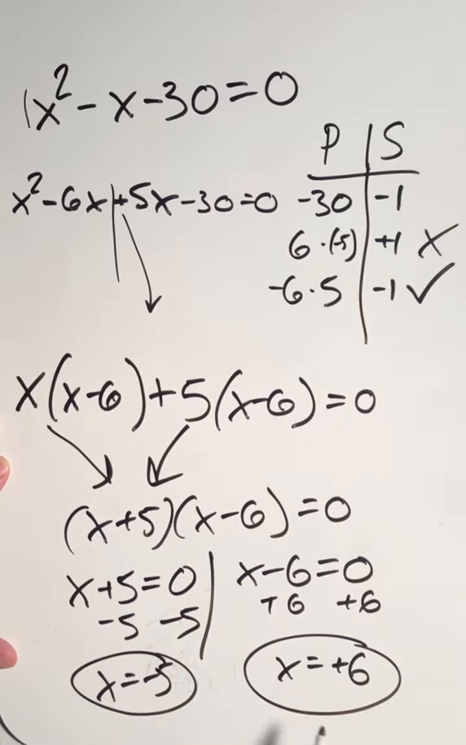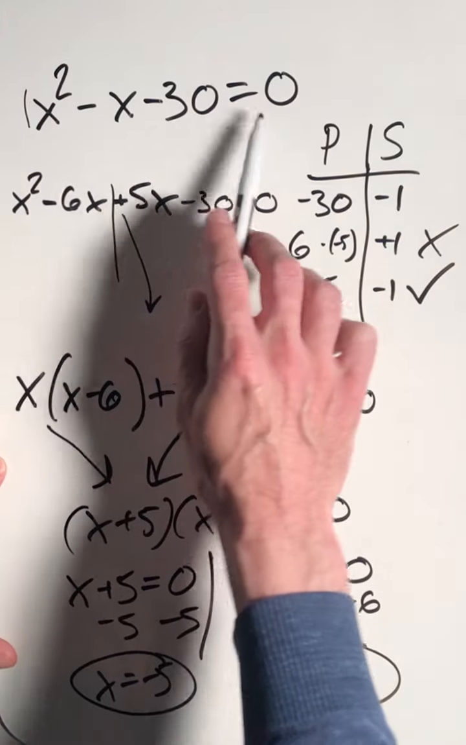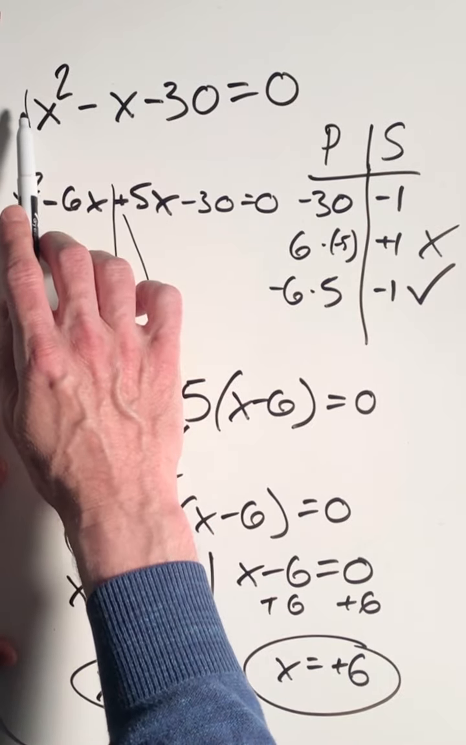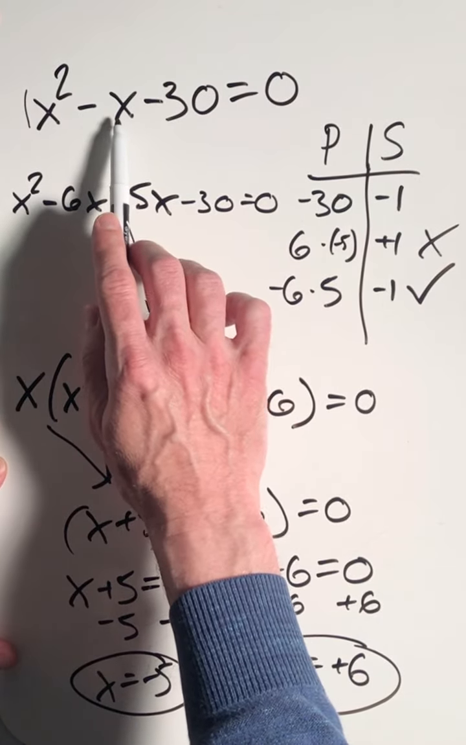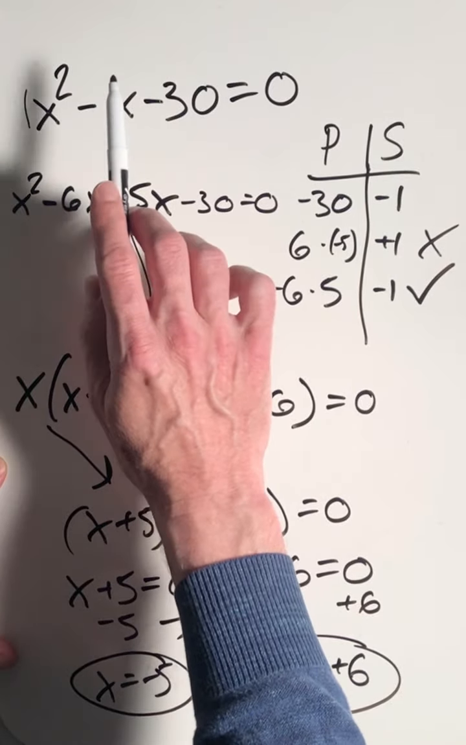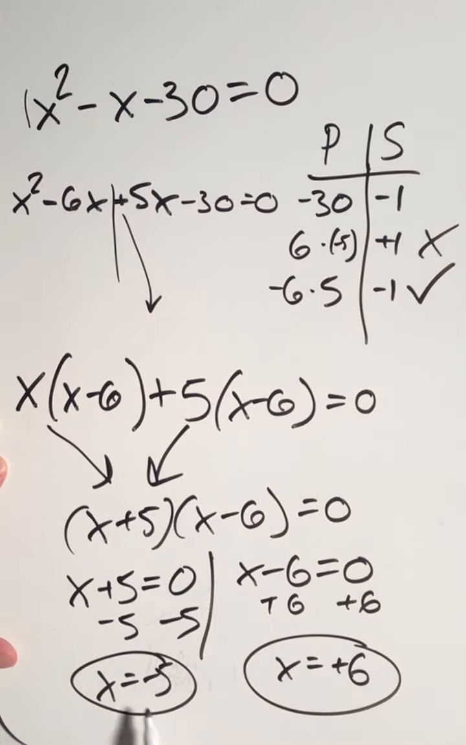Either one of those numbers, when substituted into this equation, would result in 0. So negative 5 squared would be positive 25. Negative times negative 5 would be positive 5, so that would be 25 plus 5, or 30. 30 minus 30 equals 0, so this negative 5 as a solution checks out.